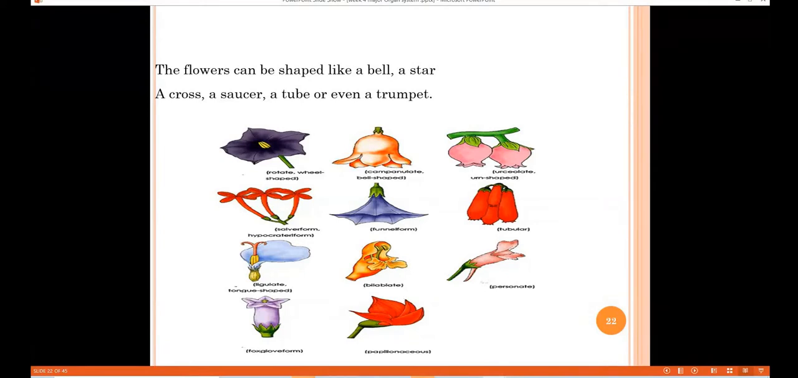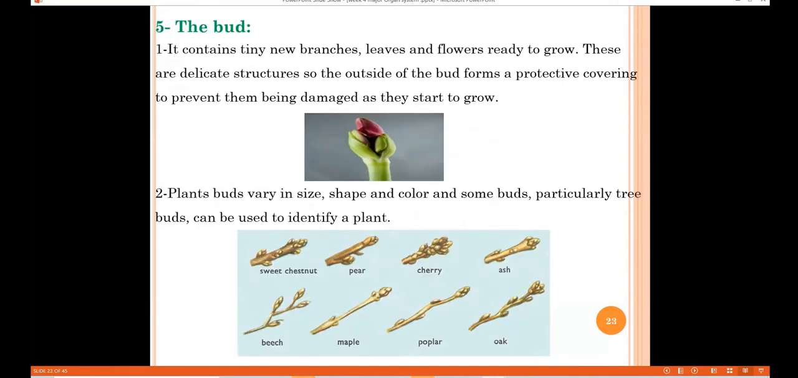the dahlia, the jasmine, the daisy. Yeah. So all these flowers, the lotus, these ones are the ones which we know commonly. Okay. So let's move on to the last part of the flower, which is the bud.